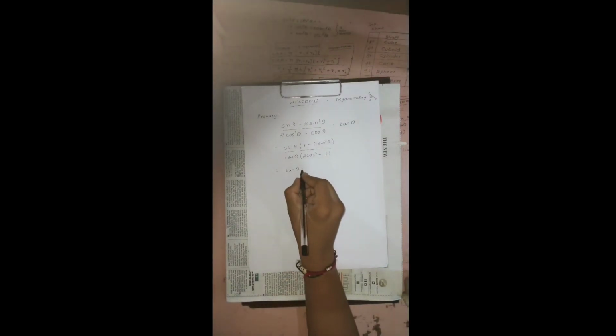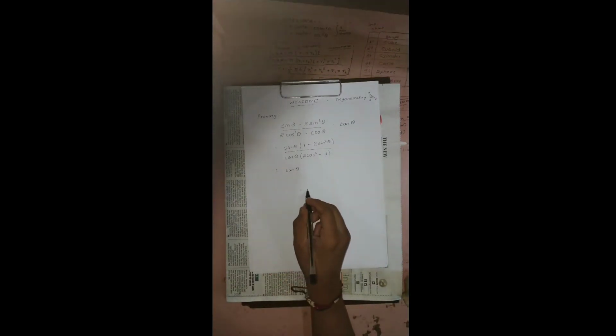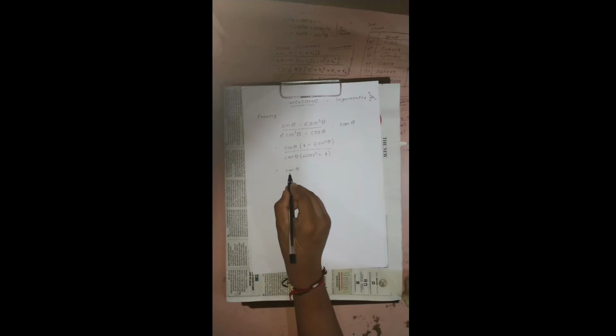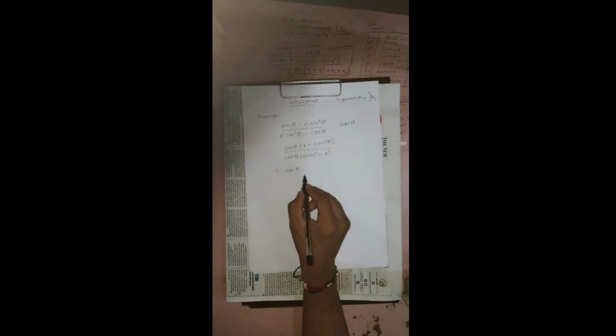What is the formula for tan theta? That is sin theta by cos theta. So we can write this as tan theta. Now look carefully. We got tan theta and we require tan theta on the RHS, so we should prove LHS equal to RHS.